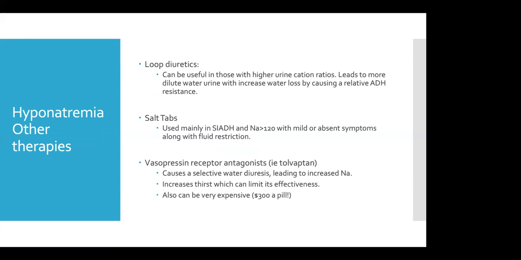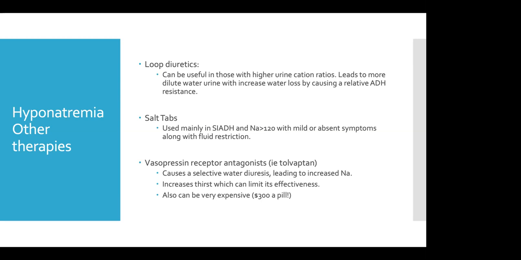Other treatments: loop diuretics, mainly in patients who are hypervolemic, and they are also more useful in patients with a higher urine cation ratio. That leads to more dilute water in the urine and increased water loss by basically causing a relative ADH resistance. Salt tabs, mainly in SIADH as well as some other disorders with a sodium greater than 120 and either absent or mild symptoms, usually along with fluid restriction.